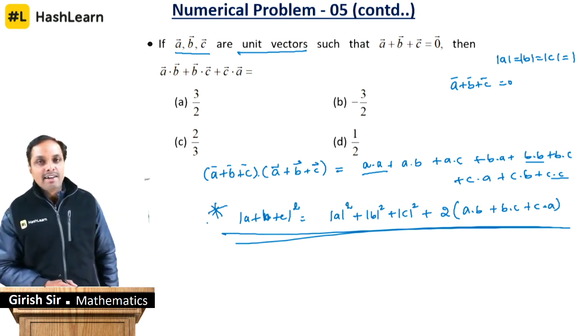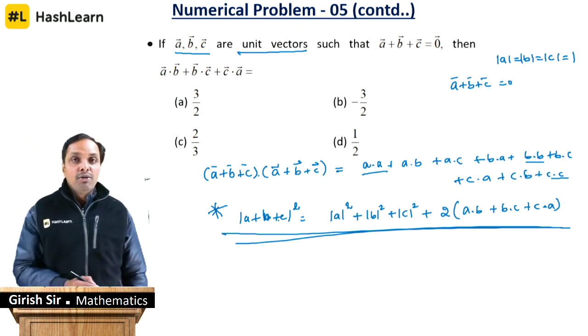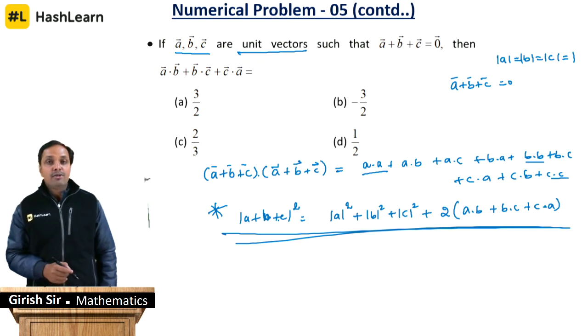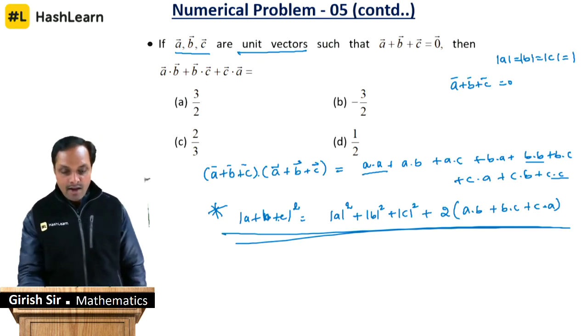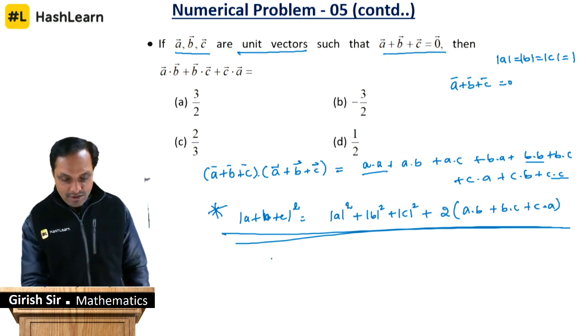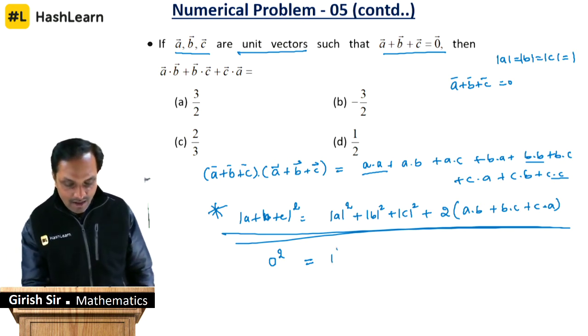चलो, with this we can start finding the value. तो A plus B plus C whole square magnitude is equal to magnitude of A square, magnitude of B square, magnitude of C square, and you know A plus B plus C is given as 0. ये हो गया 0 square, and magnitude of A B C is given as 1. They are telling it is a unit vector. तो ये हो गया 1 square 1 square 1 square.